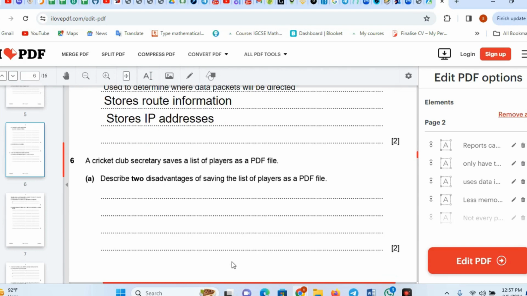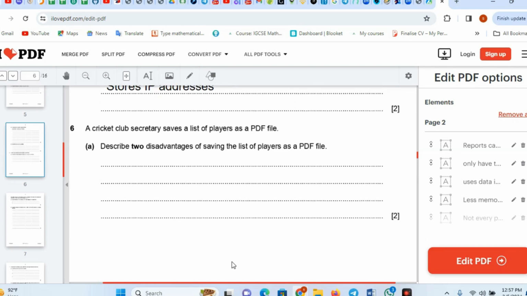Question number 6 says, a cricket club secretary saves a list of players as a PDF file. We all know what a PDF file is, right? Just like what I'm working on now, right? So a cricket club secretary saves a list of players as a PDF file. A. Describe 2 disadvantages of saving the list of players as a PDF file. Can you tell me one of the disadvantages?